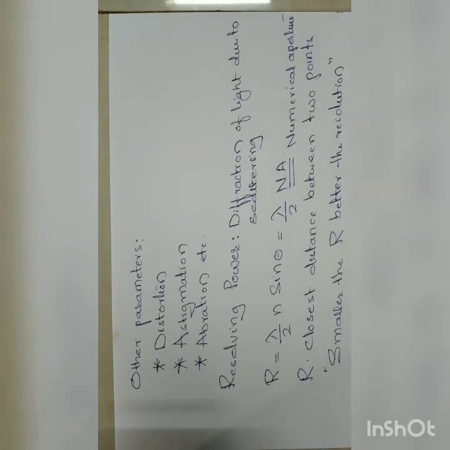So what does it mean? It means how well you can resolve two very closely sitting points. So smaller the R, better the resolution. It means you are able to resolve up to that extent. As I said, lambda is the wavelength of light and n is the refractive index.